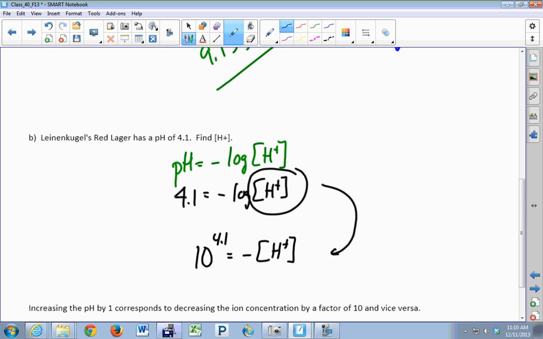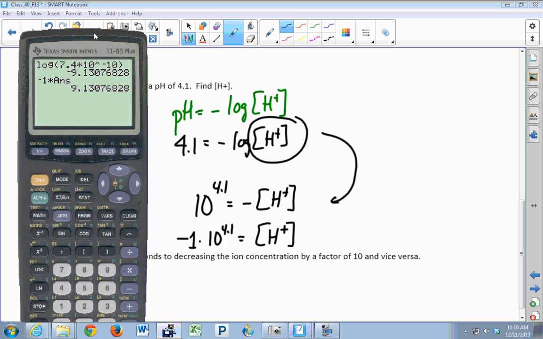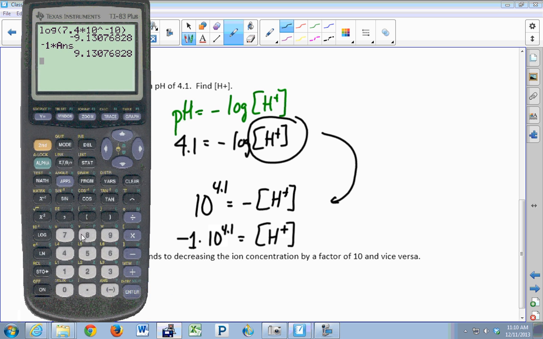This is how we solve the problem. Okay, so 10 to the 4.1 equals the opposite of the hydrogen ion concentration. So to get the hydrogen ion concentration, you want to take -1 times 10 to the 4.1, or rather multiply both sides, excuse me, by the hydrogen ion concentration. So let's throw that into our calculators. So we have -1 times 10 raised to the 4.1.